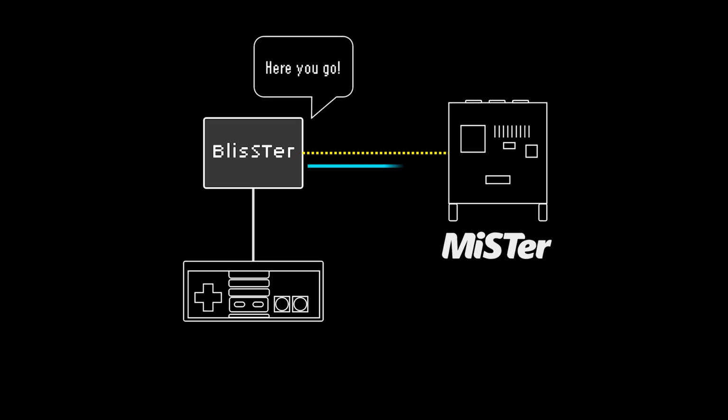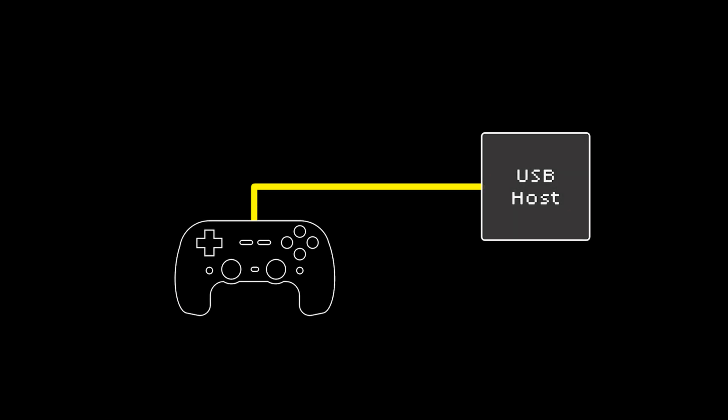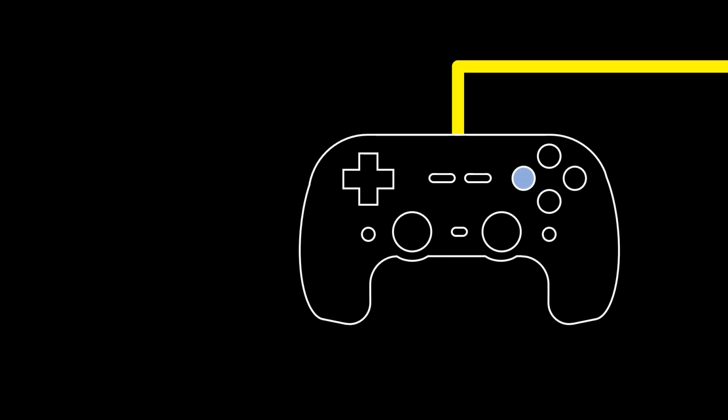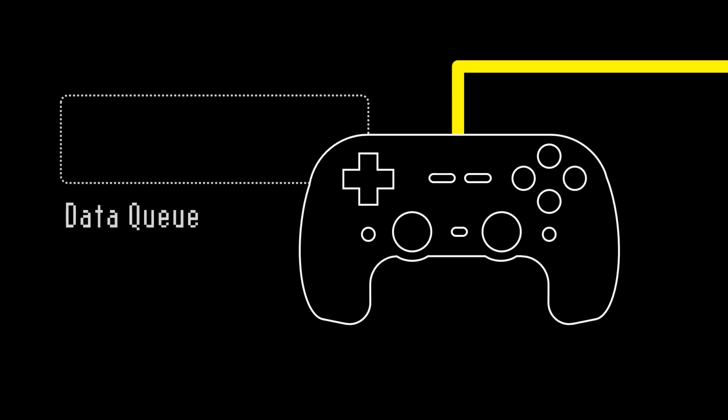Whenever you use a USB device, such as a game controller, it has to talk to a USB host. In this relationship, the USB host is the one that's in control. To collect data from the device, the host will ask the device for the data on a regular schedule. This is called polling. So when you press a button on a USB controller, the data isn't sent immediately to the host. Instead, all the button presses are queued up on the device and sent over to the host the next time it polls the controller.